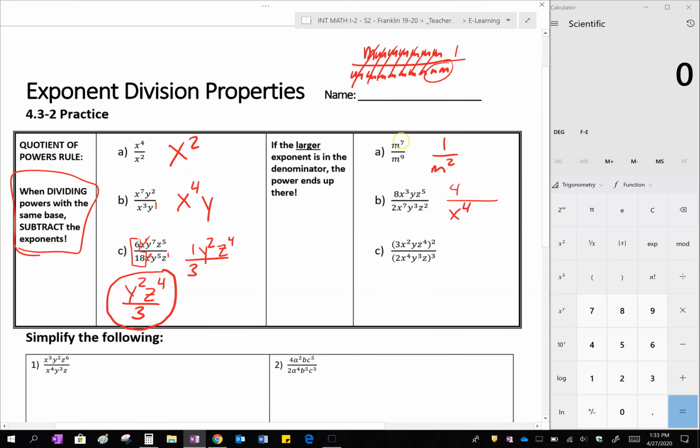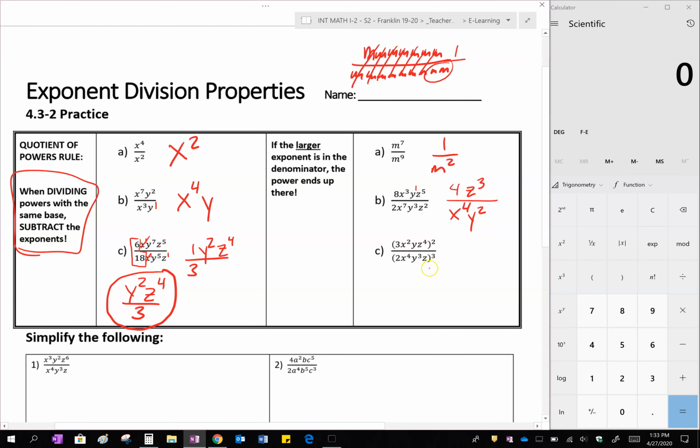Y to the 1st divided by y to the 3rd. 3 minus 1 is 2. The bigger one's in the bottom, so that's where that goes. And then z to the 5th divided by z squared. 5 minus 2 is 3. Bigger one's in the top, so that's where it stays. Z to the 3rd. You can leave it like that. 4z to the 3rd over x to the 4th y squared. So wherever the bigger exponent is, that's where the power ends up.